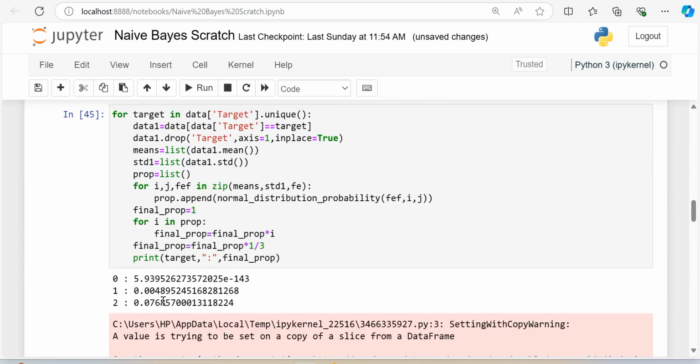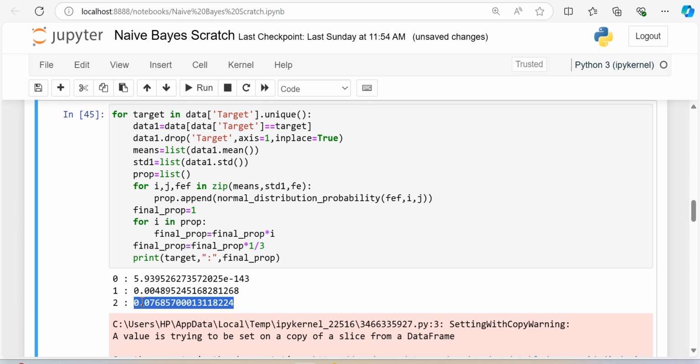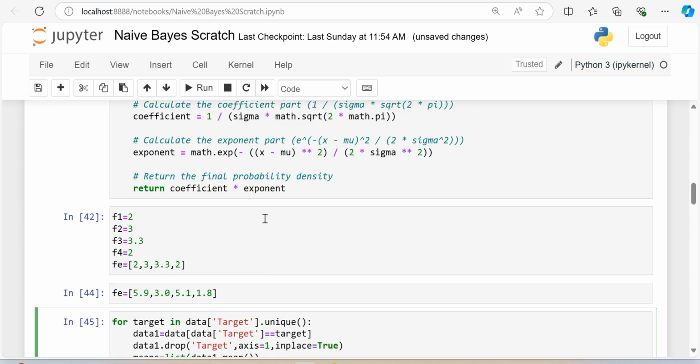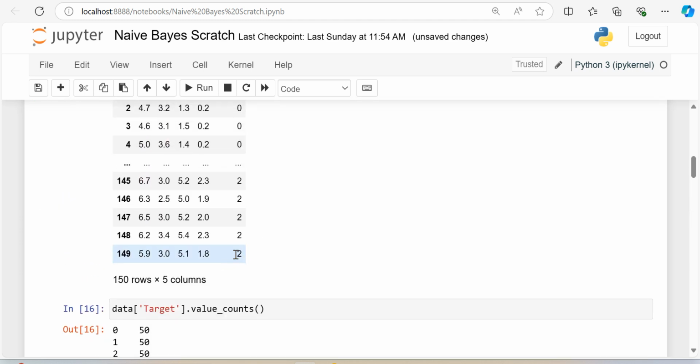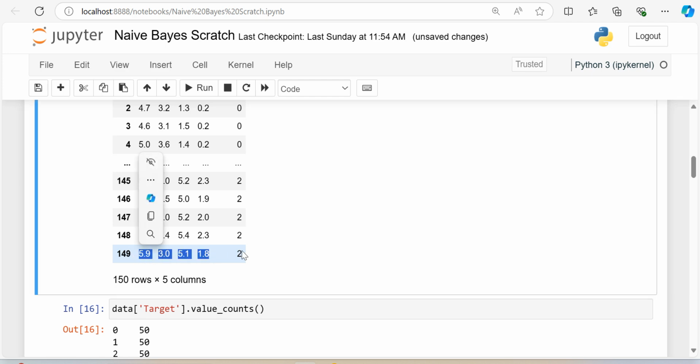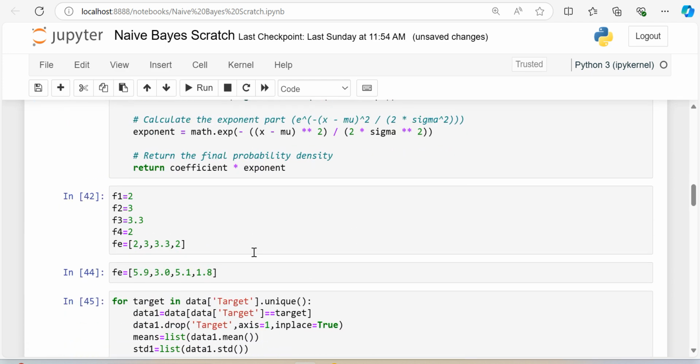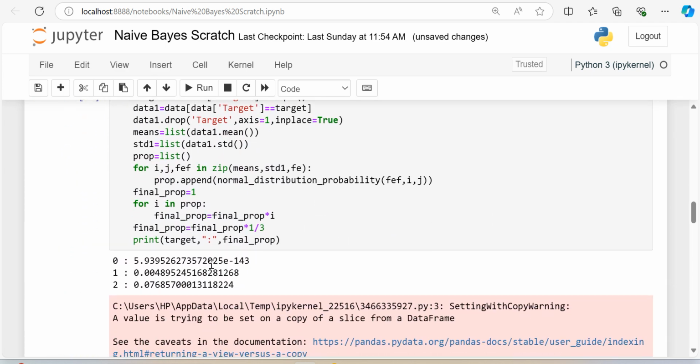Here you can see we are getting maximum probability for class 2, and the data is also suggesting these particular features are coming from class 2. So it means we are able to predict the same class, right? This is from the data. This is called the naive Bayes method, where we write scratch code for naive Bayes. It's very easy to do.